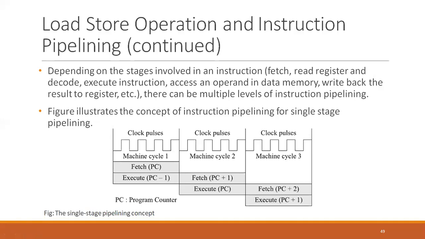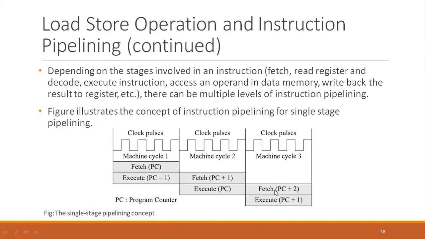So what happens in the first step? Look at machine cycle one: you are fetching the PC, that is the first instruction to be executed, while the previous instruction, PC minus one, is in the execution phase. In clock cycle number two, you are fetching PC plus one, the next instruction, and executing the PC, the current instruction.